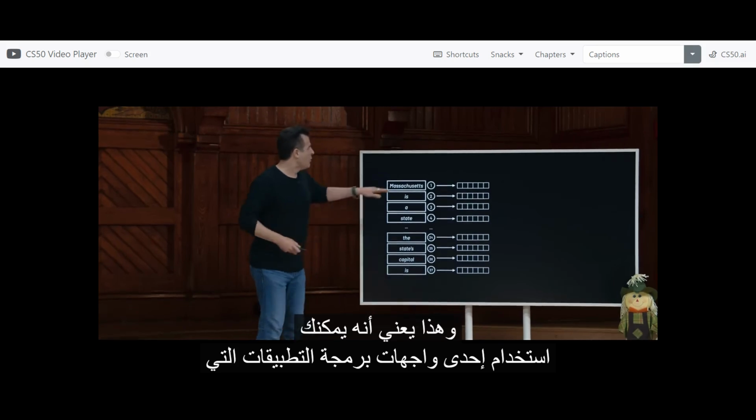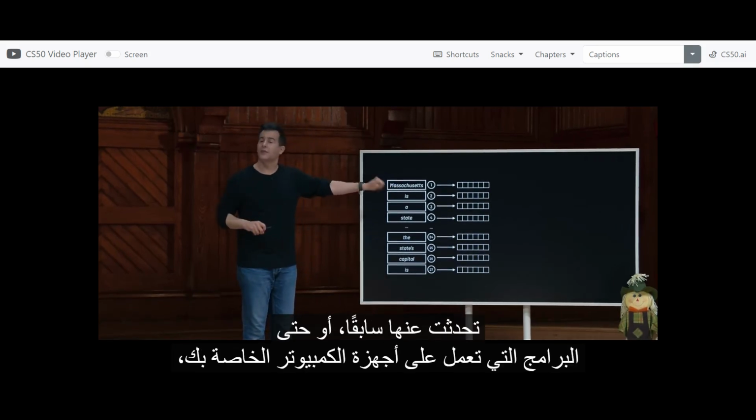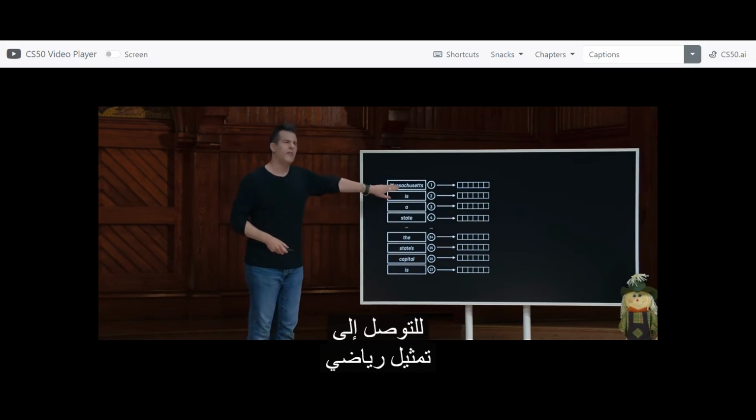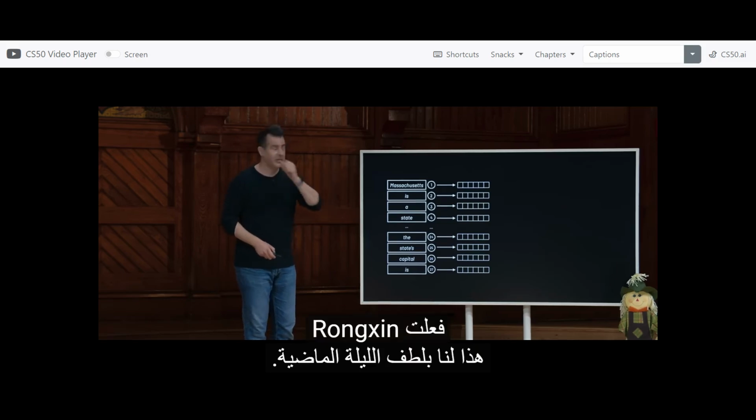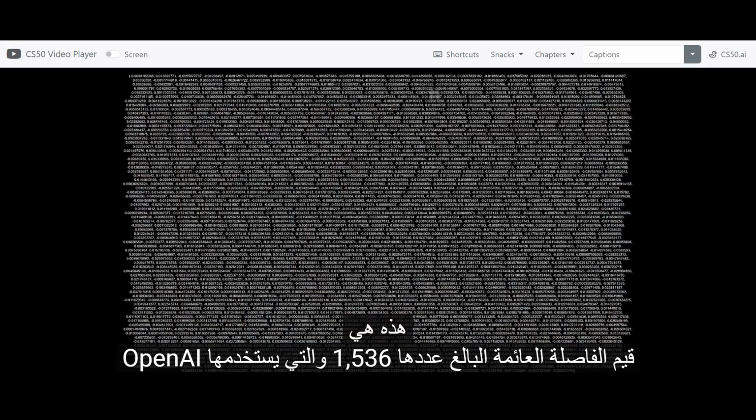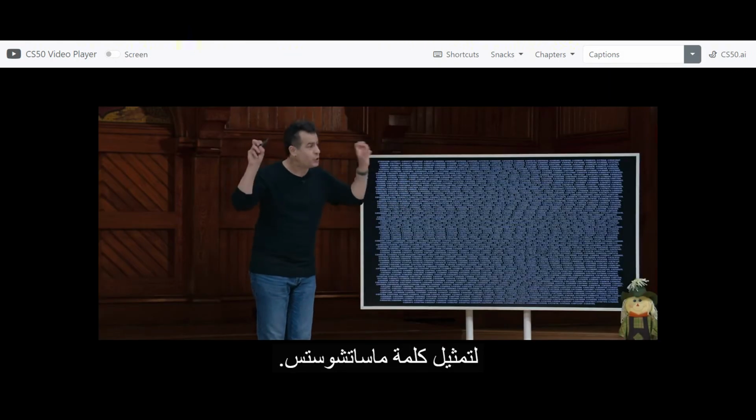That is to say, you can use one of those APIs I talked about earlier, or even software running on your own computers, to come up with a mathematical representation of the word Massachusetts. And Rungshin kindly did this for us last night. This is the 1,536 floating point values that OpenAI uses to represent the word Massachusetts.